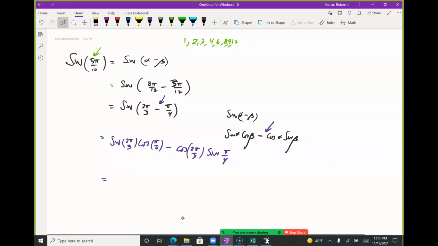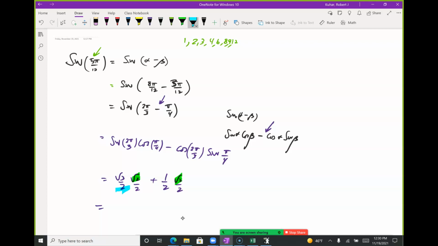All right, well, sine of 2 pi over 3, that's in quadrant 2. That's rad 3 over 2. Cos of pi over 4 is rad 2 over 2. Cosine of 2 pi over 3 is negative. It's in quadrant 2, so it becomes positive 1/2. And sine of pi over 4 is rad 2 over 2. That looks like I can factor out a rad 2.